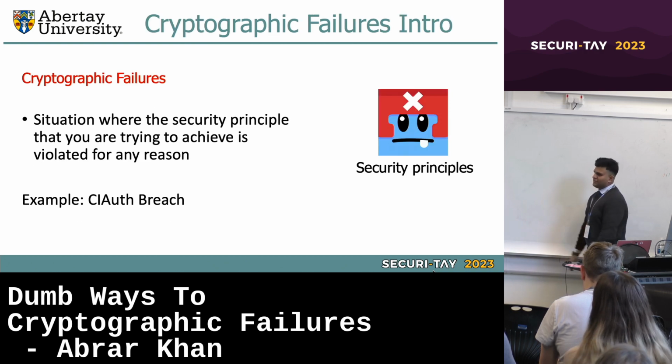So what is basically a cryptographic failure then? A cryptographic failure is a situation that occurs when you are trying to achieve a security principle and you don't achieve that. Let's just say you were trying to achieve confidentiality and you couldn't because you were using an outdated algorithm or something like that. In that case, it's basically a cryptographic failure.